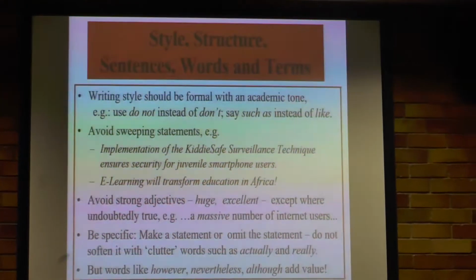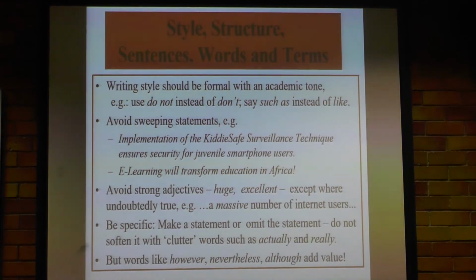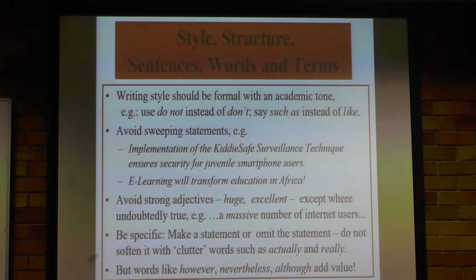When I talk to you now, I can say don't and can't and avoid. Don't do this. I'm being dogmatic. I shouldn't be dogmatic in writing. I shouldn't say don't. There I must say do not. So please keep your writing formal.